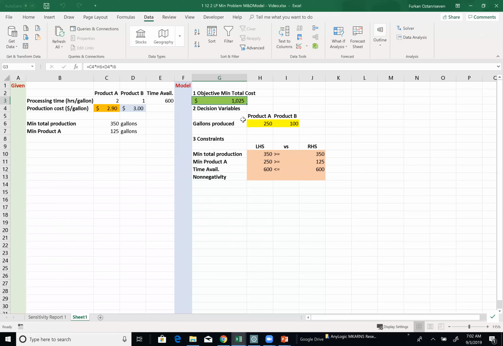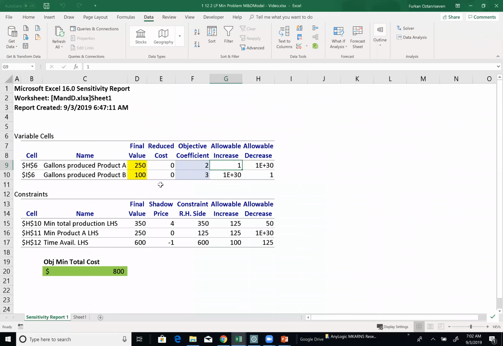Actually, it didn't change. Let's see what's going on here. Oh, sorry, it should not change because we say that if we increase up to $1, so I increase something less than $1, which is 90 cents. All right. So what if this time I increase it more than $1?